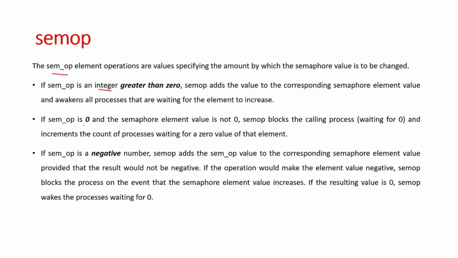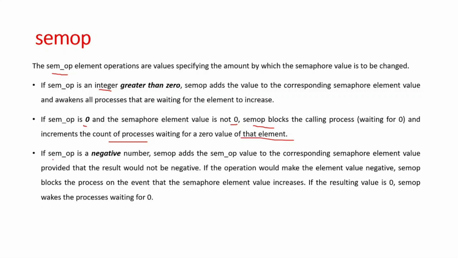So what happens if it is equal to 0? If sem_op is equal to 0 and the semaphore element is not 0, the individual semaphore value is not 0, then the semop function blocks the calling process, which waits for 0, and increments the count of the processes waiting for a 0 value of that element.